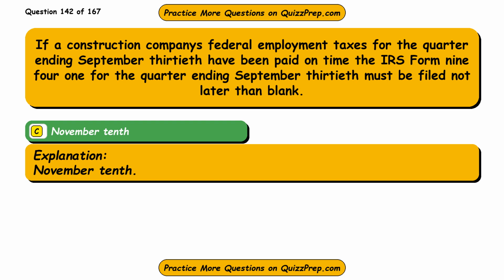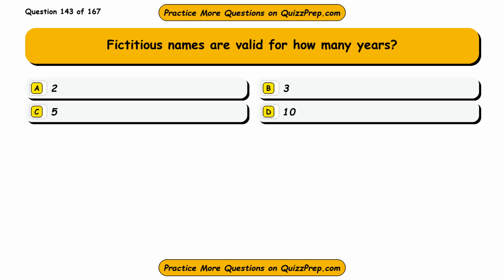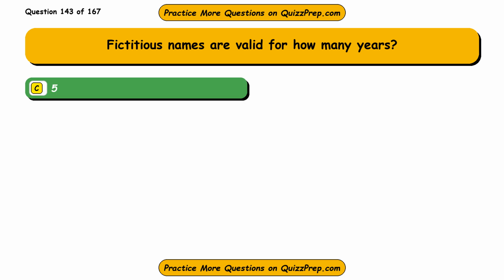November 10th. Question 143. Fictitious names are valid for how many years? Option A, 2. Option B, 3. Option C, 5. Option D, 10. The correct answer is option C, 5.